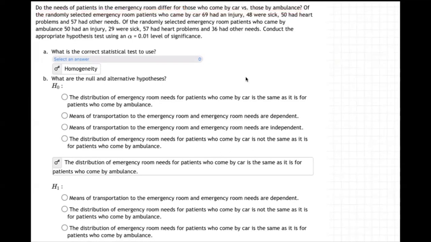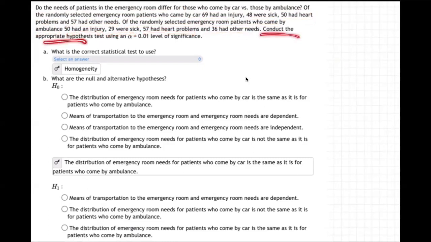Well, let's let some data drive our thinking. This is how hospitals would try to decide things like this. Of the randomly selected emergency room patients who came by car, they had a bunch of people that came in by car, and they randomly surveyed them. 69 had some kind of injury, 48 were sick, 50 had heart problems, and 57 had other needs. And then they randomly selected some patients who came in by ambulance. They took a bunch of them. 50 had injury, 29 were sick, 57 had heart problems, and 36 had other needs.